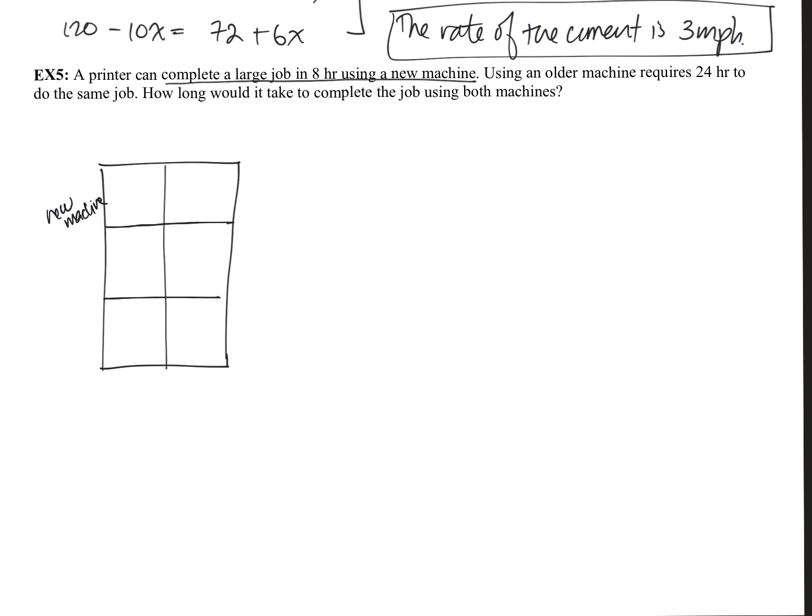And then we have the old machine. And lastly, we're trying to figure out how long it would take to complete the job together. So the first thing I'm going to do is write down their rate, or how long it takes them. Let me go ahead and write that down. The time.